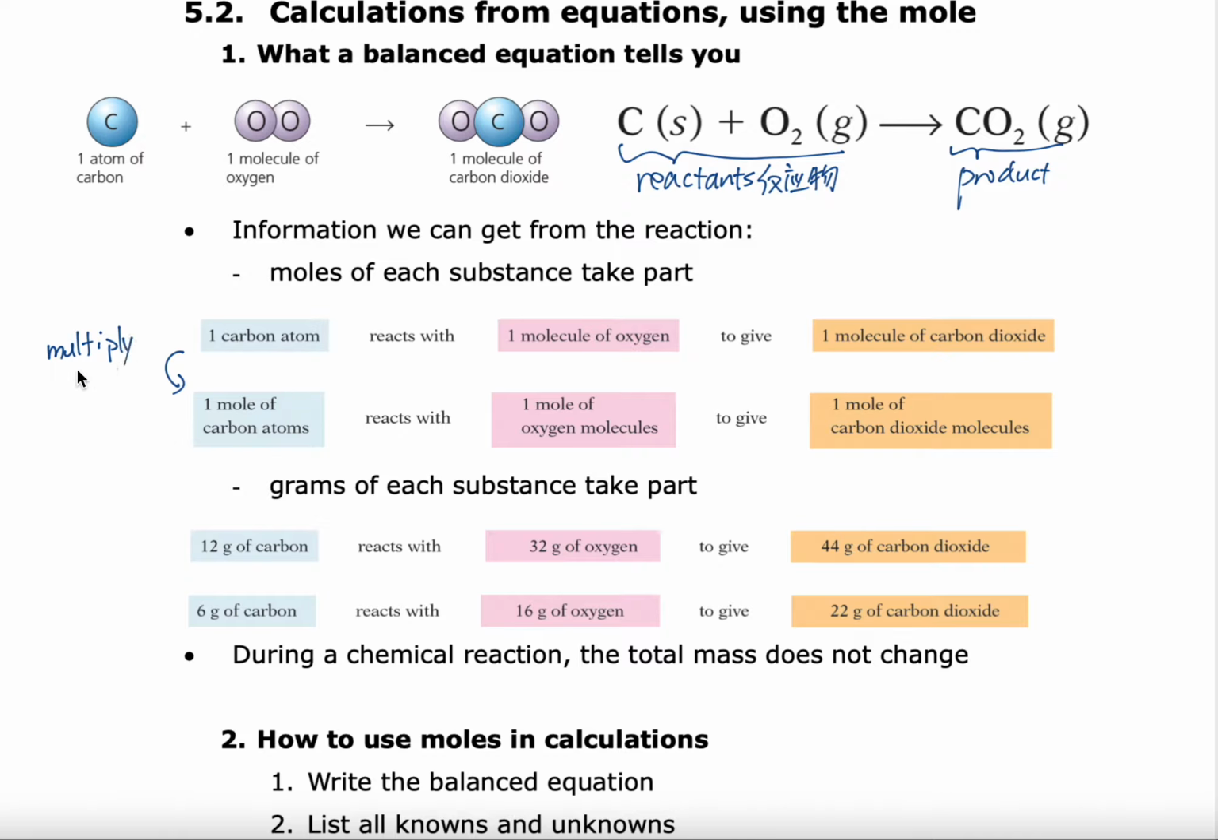If we multiply this equation by 1 mole, then this equation should still be true. For example, if I say, instead of having 1 carbon atom, I have this many carbon atoms, reacting with this many oxygen molecules. And that will give me 1 mole of CO2 gas molecules. Yes? Take a few seconds to think about the conversion.